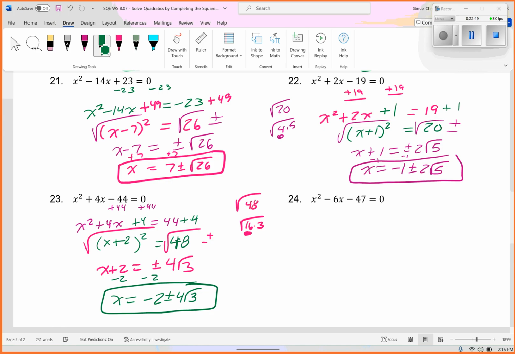What's my first step on number 24? Almost. Number 24, yeah. It's already subtracted 47, so what's the opposite of that? Yep, good. Graham, give me a number from 1 to 14. 1, 2, 3, 4, 5, 6. Okay. Anna, what's next?